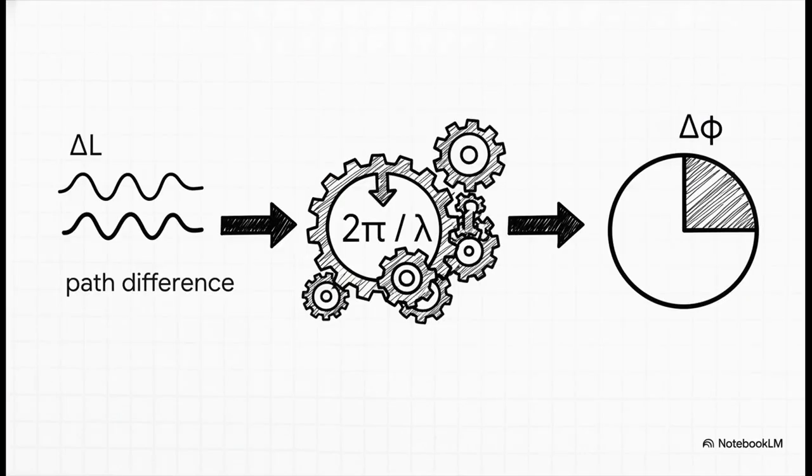And this is the engine that does the conversion. This is the crucial equation. The phase difference, delta phi, equals the path difference, delta L, multiplied by this factor of 2 pi over lambda.